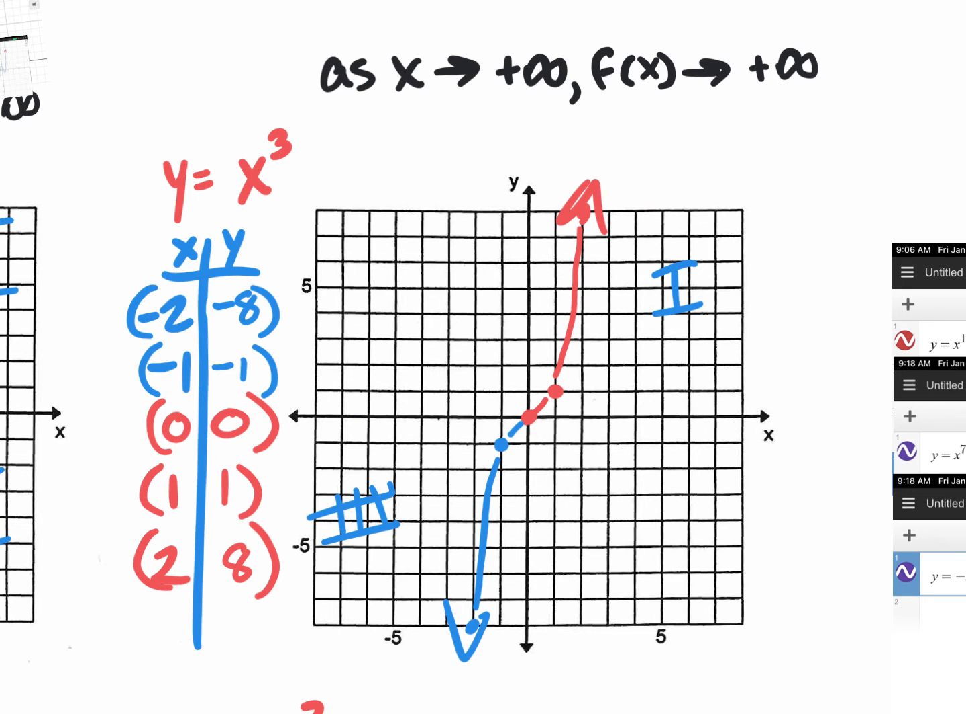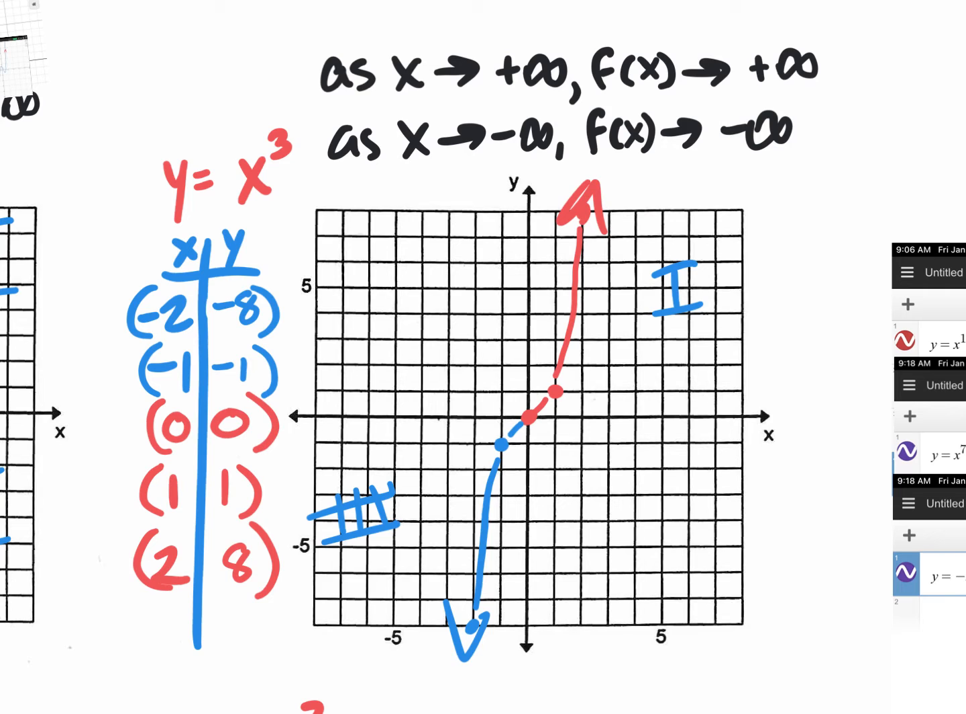So now let's look at it to the left. What am I going to write? As x goes to negative infinity, that's looking to the left. What do I write? Your y's, your f of x's, go to negative infinity as well. Cool. That's end behavior notation. That's what we want to get good at today. Okay?